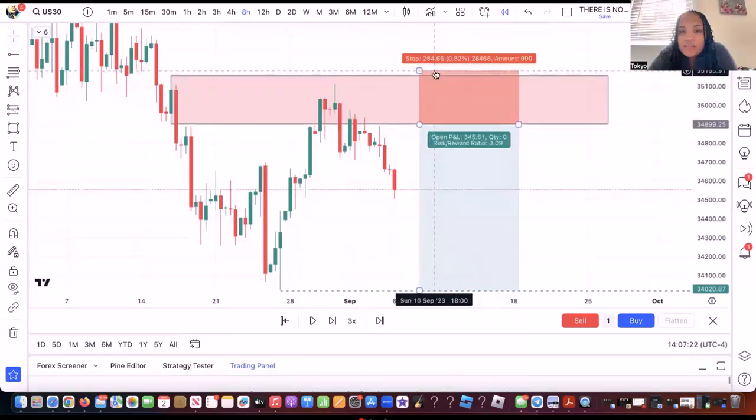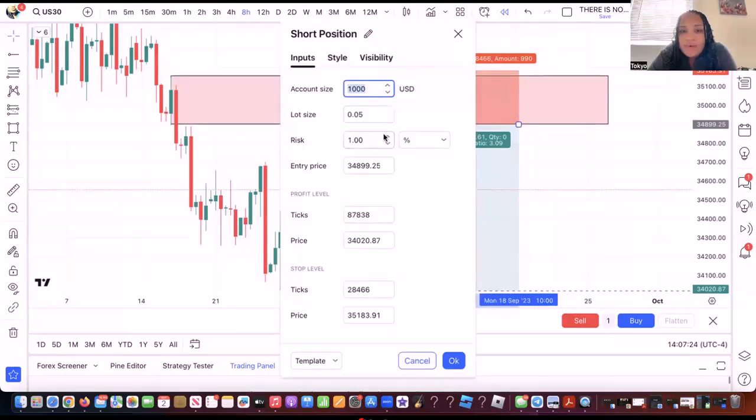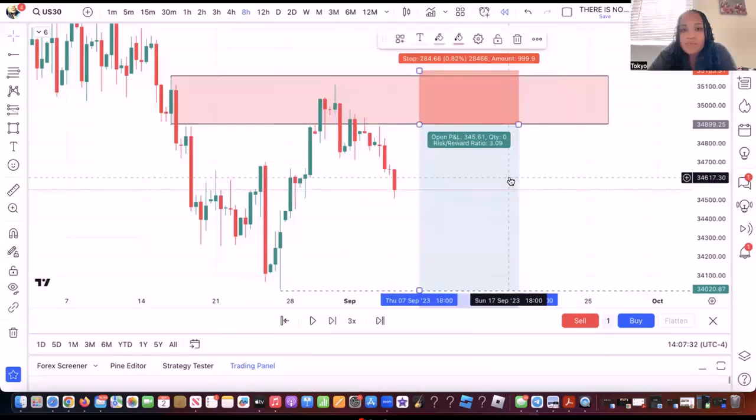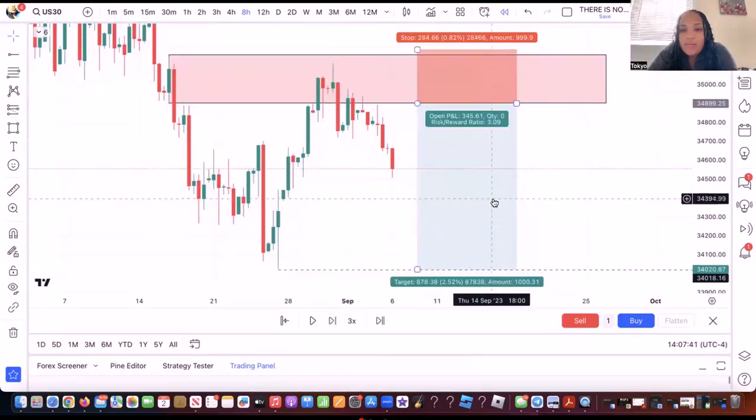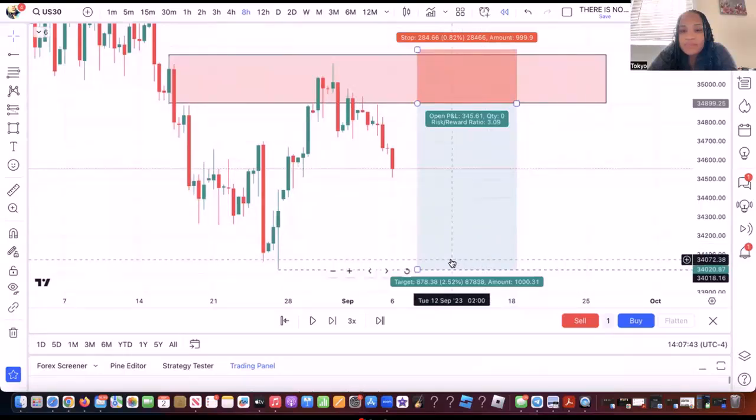Let me adjust my risk here. Okay, so my risk to reward. What's my risk? My risk is there, and my reward is there. Okay, perfect, guys. So this is what it says. That risk is a little bit too high for me. It says that the stop loss will be 284 points.